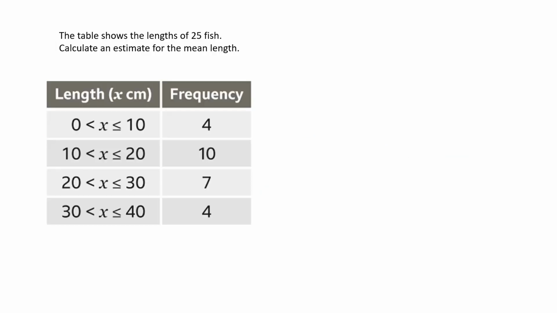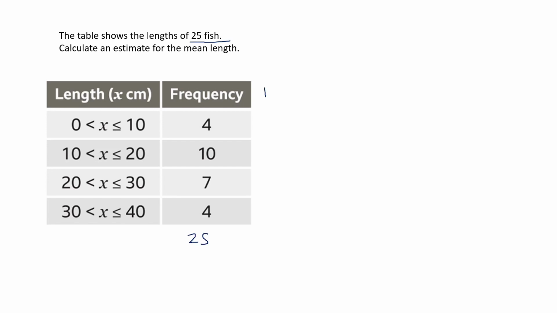Now let's look at the last example of the day. A table shows the length of 25 fish, so calculate the estimate for the mean length. Well, we know that between 0 and 10 there's 4. So what we first need to do is add up all the frequencies. 4 plus 10 plus 7 plus 4 is equal to 25. Gives us the answer here.